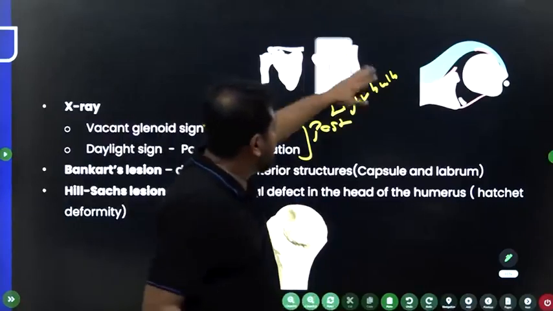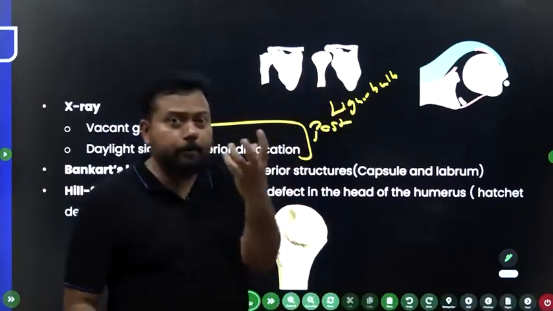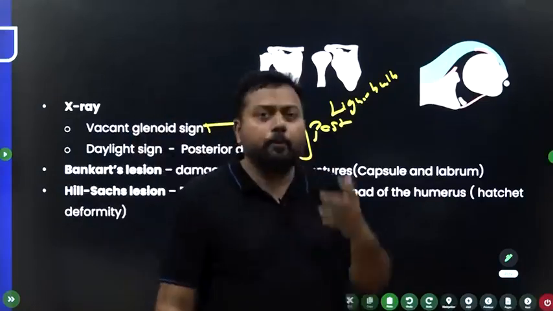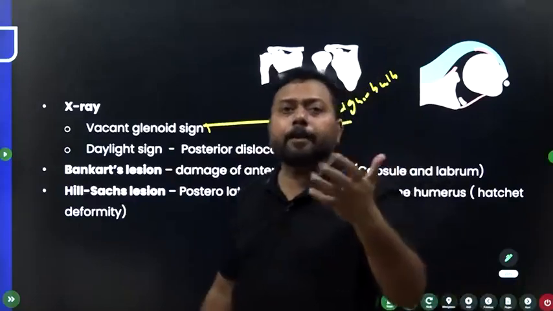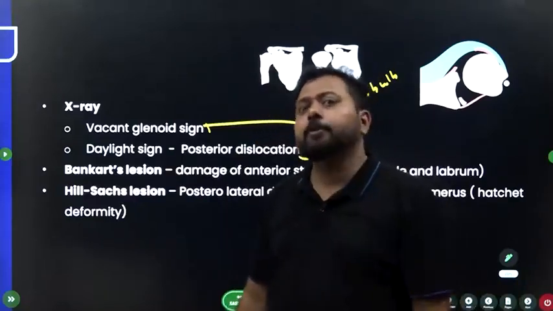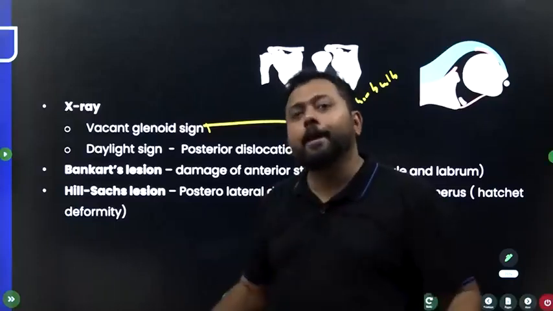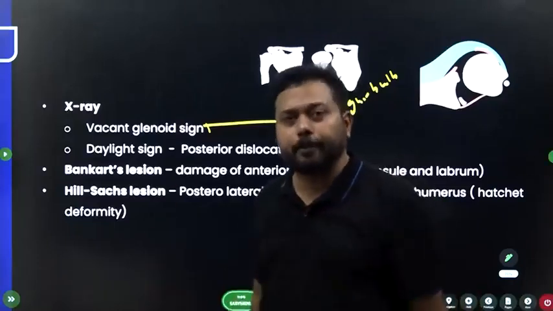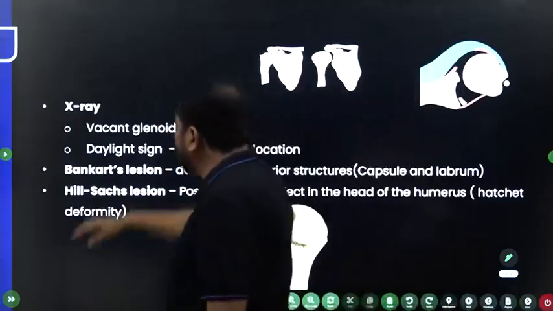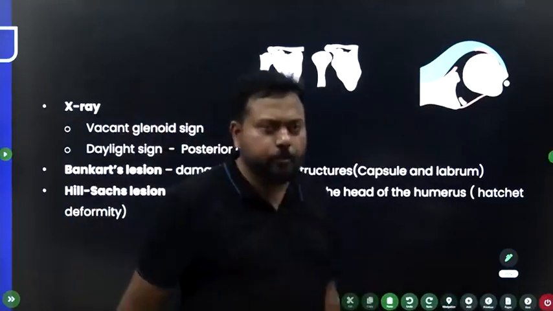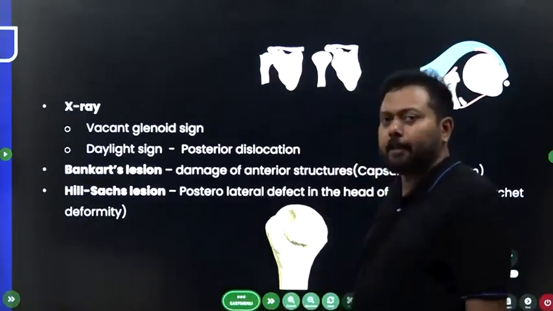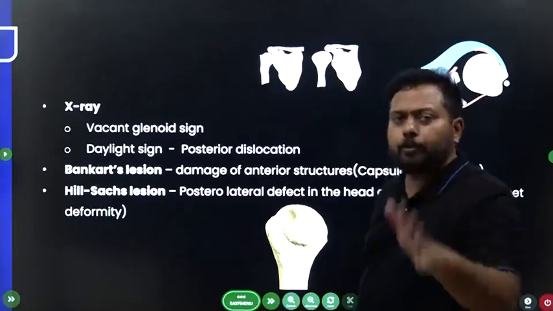Look at here. Exactly the outline looks like a 40 watts Philips bulb. So it's called a light bulb sign. Okay, so a vacant glenoid sign and a light bulb sign or a daylight sign, these 2 are named signs for posterior shoulder dislocation. There is no named sign for anterior shoulder dislocation. Right. Coming to, you should know 2 important lesions in shoulder dislocation. So one is called Bankart's lesion, another is called Hill-Sachs lesion. Bankart's lesion is a soft tissue lesion.